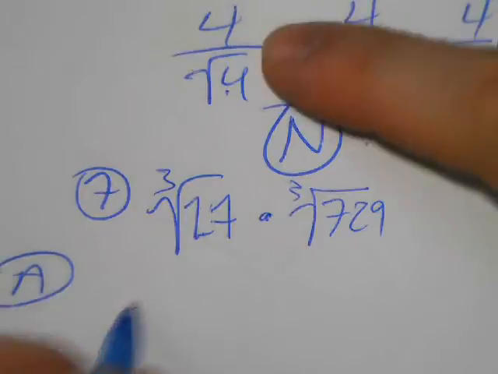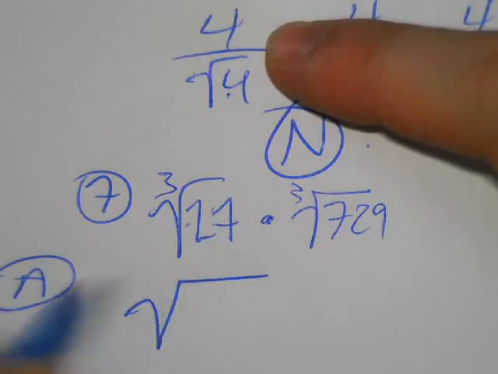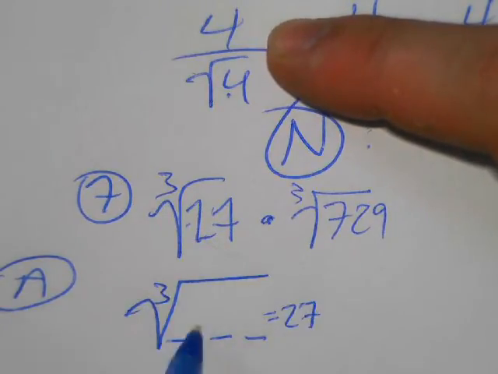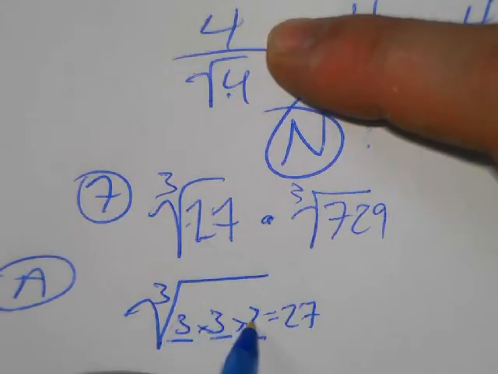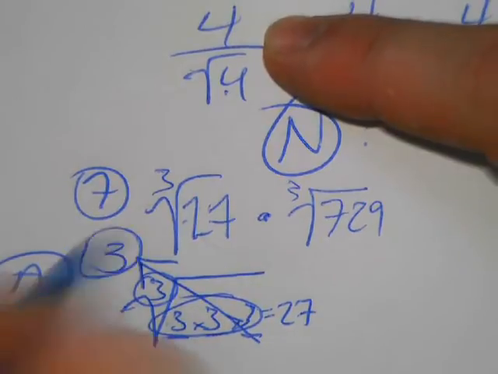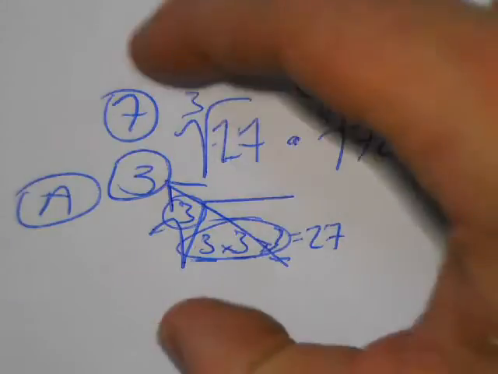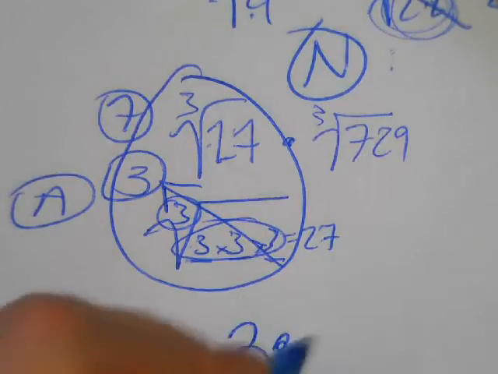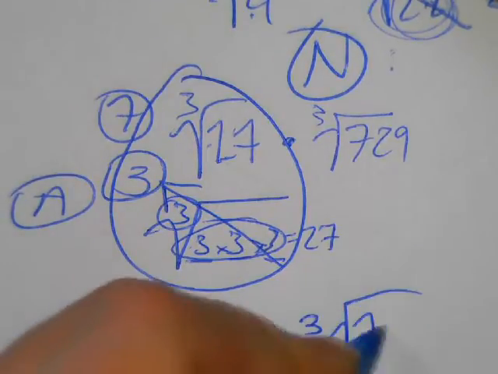All right, so on this one, the cube root of 27 is just what times what times what is 27. Right, so it's 3 times 3 times 3 is 27. So because I have the 3 factors and an index of 3, that means I can simplify to 3. So this whole thing right here is just 3 times the cube root of 729.